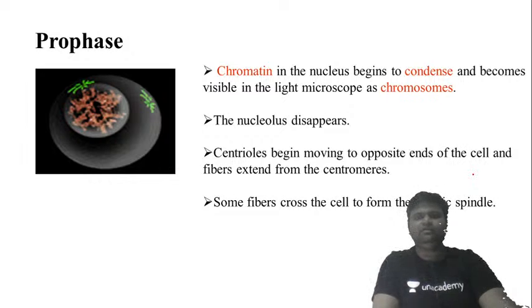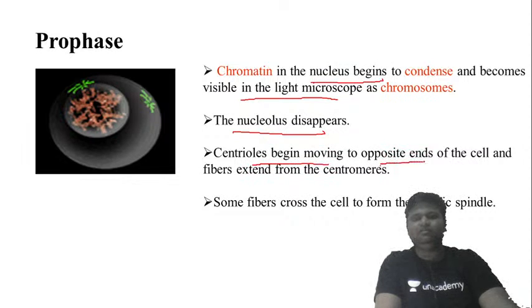Then there is prophase. In the prophase, chromatin in the nucleus begins to condense and becomes visible in the light microscope as chromosomes. The nucleolus disappears. Centrioles begin moving to opposite ends of the cell, and fibers extend from the centromeres. Some fibers cross the cell to form the mitotic spindle.